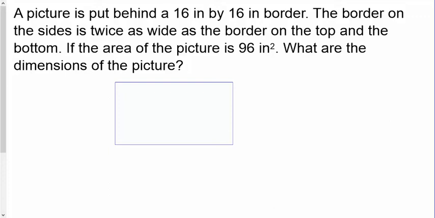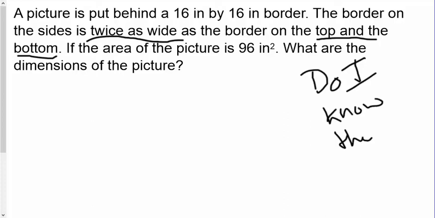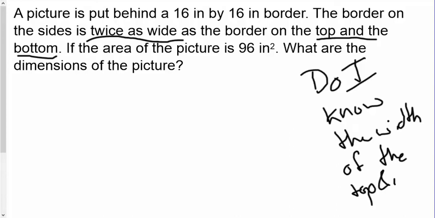So let's start off by trying to figure out how to get rid of these weird boxes. There we go. All right. So a picture is put behind a 16-inch by 16-inch border. The border on the sides is twice as wide as the border on the top and bottom. So when I'm looking at this, I should be thinking, do I know the width of the top and bottom border? And of course, the answer to this is no. You have no idea.